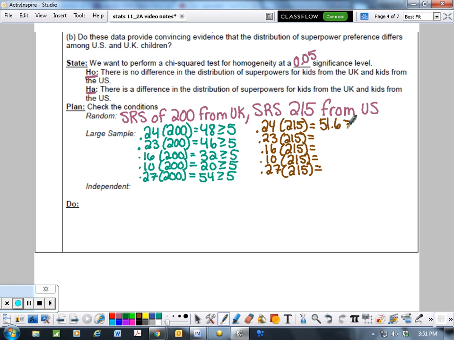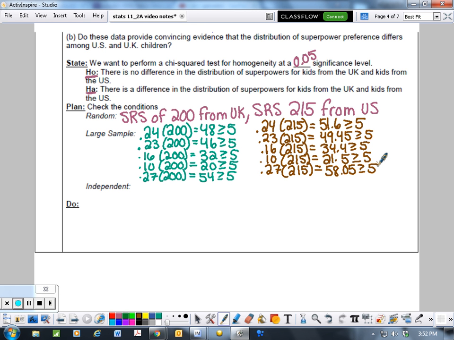That's okay that it's a decimal. Well, that's greater than 5. 49.45, well, that's greater than or equal to 5. And then 34.4, well, that's greater than or equal to 5. You get the idea, but I still need to write this down. So 21.5 is greater than or equal to 5, and then 58.05 is greater than or equal to 5.